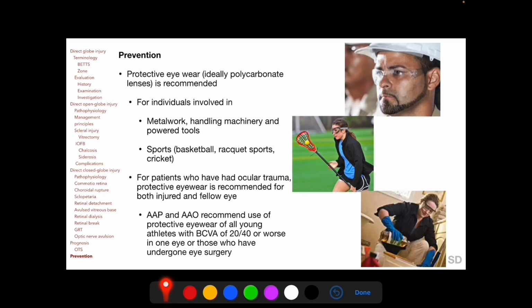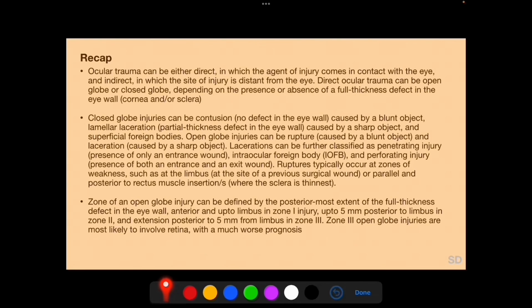Protective eyewear is also recommended for patients who have already had an ocular trauma to protect both the injured and the fellow eye. To recap the salient points, ocular trauma can be either direct, in which the agent of injury comes in contact with the eye, or indirect, in which the site of injury is distant from the eye. Direct ocular trauma can be open globe or closed globe depending on the presence or absence of a full thickness defect in the eye wall, which is made up of the cornea and the sclera.